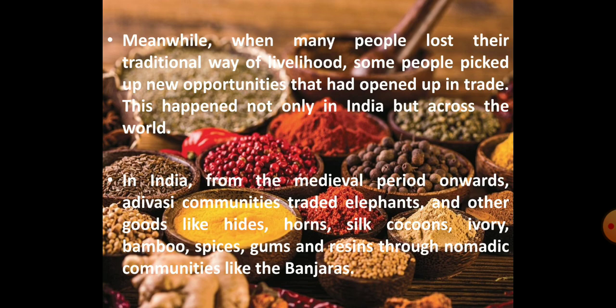While most of the people had to face a lot of hardship as the forest department took control of the forests, some people found new opportunities in trade. Many communities started trading in forest products. Trading in forest products was not a new practice. From medieval period onwards, the Adivasi communities had traded elephants and other goods like ivory, horns, hides, bamboo, silk cocoon, fibers, grasses, gums, and resins through nomadic communities such as Banjaras.